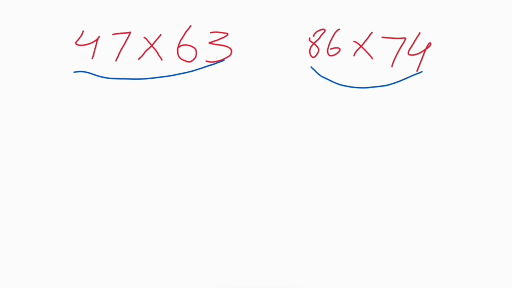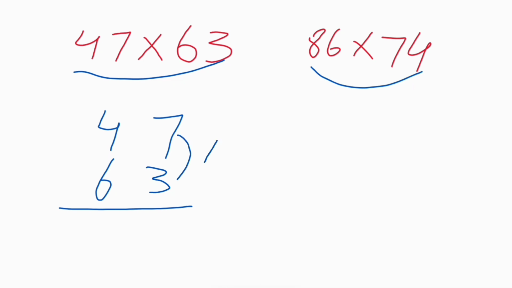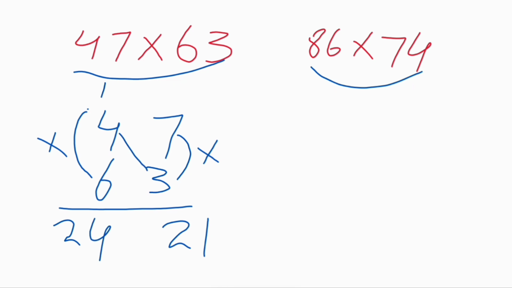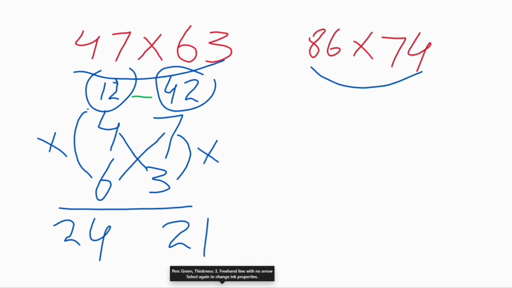We can write this expression vertically. So 47, 63. Solve this in three stages. First, multiply right side digits. 7 multiply 3 equal to 21. Then multiply left side digits. 4 multiply 6, 24. Now cross multiplication. 4 multiply 3, 12 and 6 multiply 7, 42. Now add these values. So 12 plus 42 equal to 54.